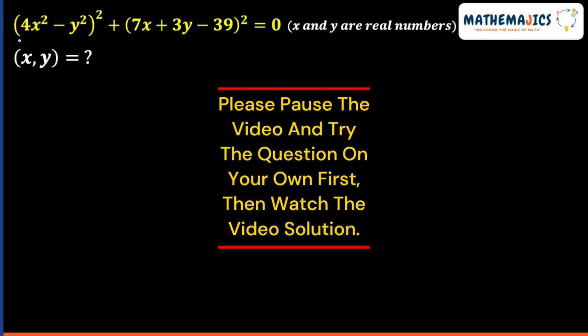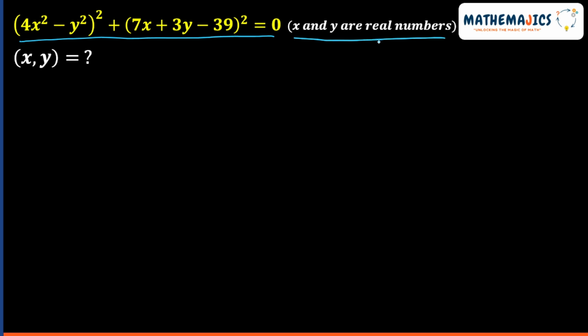In this question, we are given this equation with two terms adding up to 0, where x and y are real numbers. And we need to find the value of x and y. The problem is we have a single equation, but there are two variables. So let's see how we can find the value of two variables from this single equation.